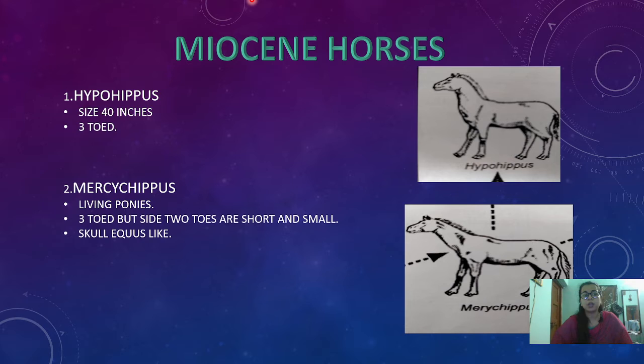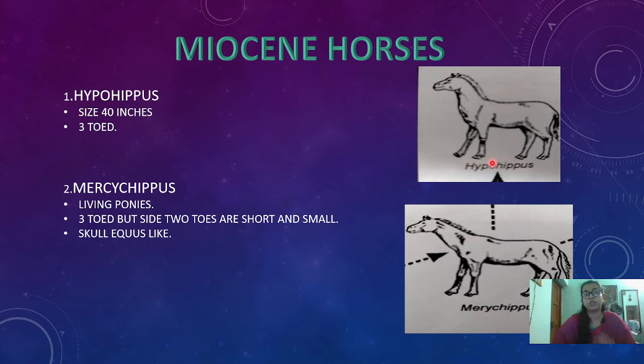Now coming to the Miocene time period, the Miocene horses increased more in size. Their size increased to about 40 inches. You can see how the Miocene horse looks. Little by little they are looking like the modern horse. These are the Miocene horses, but they are still 3-toed. They are not single-toed, they are still 3-toed.